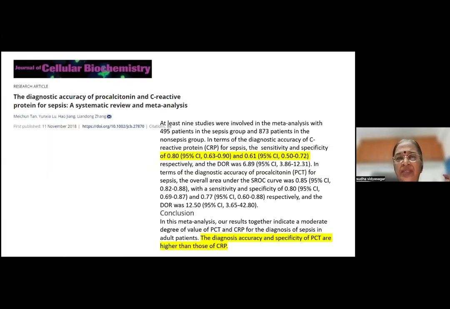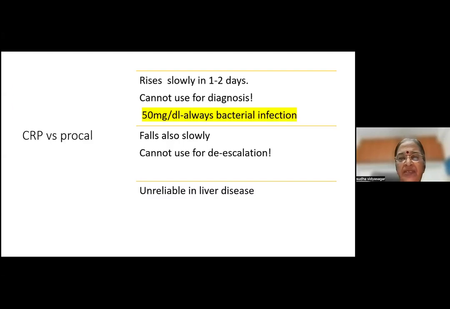Now let's compare the CRP with the procal. Is it as useful as the procal? If you look at the sensitivity and specificity, the sensitivity of the CRP is 0.8, whereas the specificity is 0.61. So it picks up infection, but its specificity is poor because it can go up in many other conditions. Definitely the specificity is not as high as a procal. The poor specificity is because it can go up in many inflammations. So you can't really rely on a CRP to make a diagnosis of sepsis, because it can go up in all the collagen diseases, so many things. Any inflammation can make it go up.